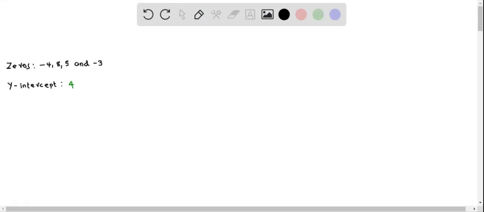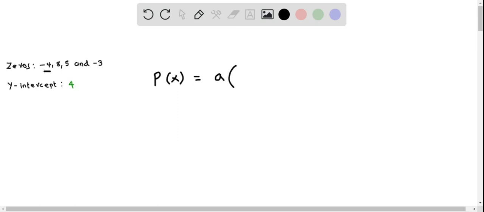We now write the polynomial p of x in descending order form, whose zeros are given as -4, 8, 5, and -3, and the y-intercept is given as 4. So let me write the polynomial p of x, and this equals, I put the multiplier a, and this has to be multiplied with the linear factors for each of the zero.